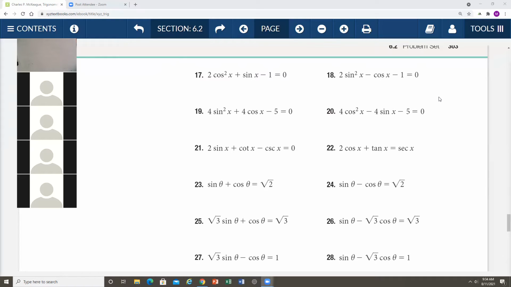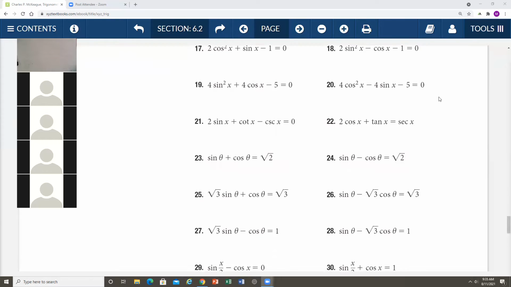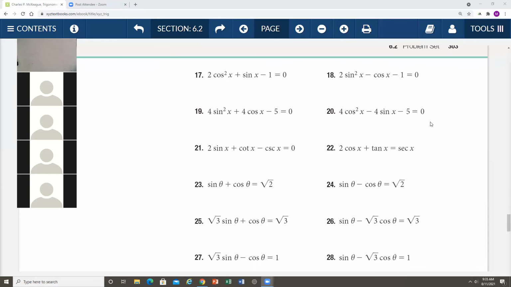All right, so on page 303, we have yet more equations that we need to solve here. Like I said, they all look a little different here. Notice everyone's a little bit different. And for that reason, it's imperative, ladies and gentlemen, that you try to do as many of these problems as possible.